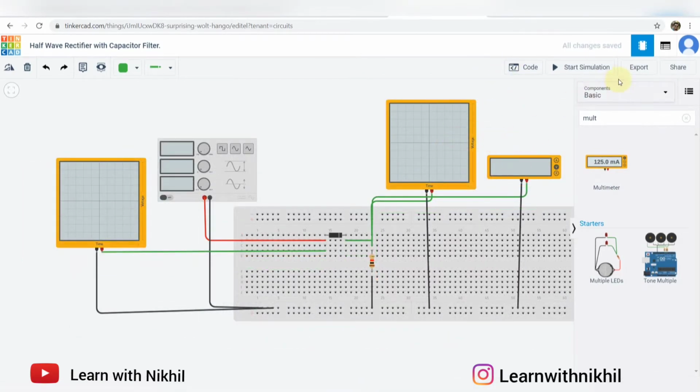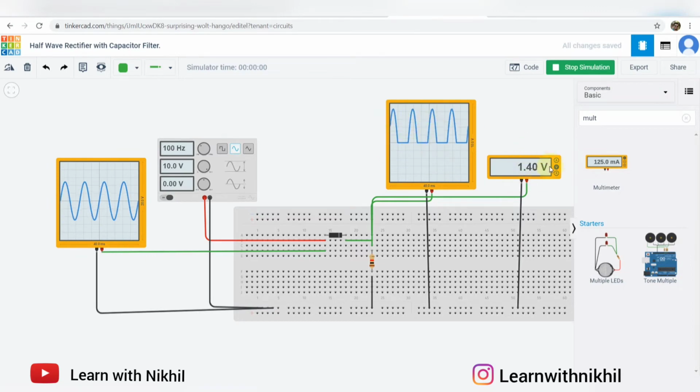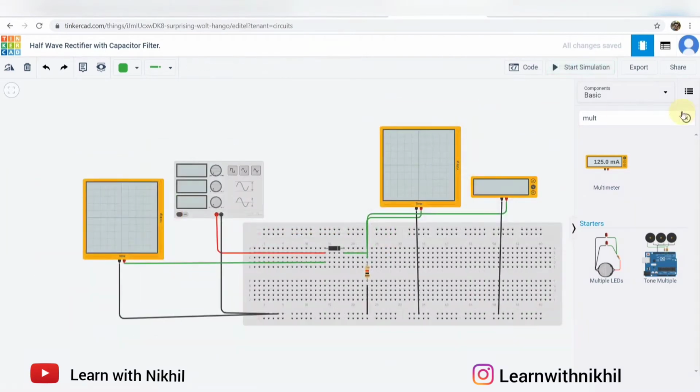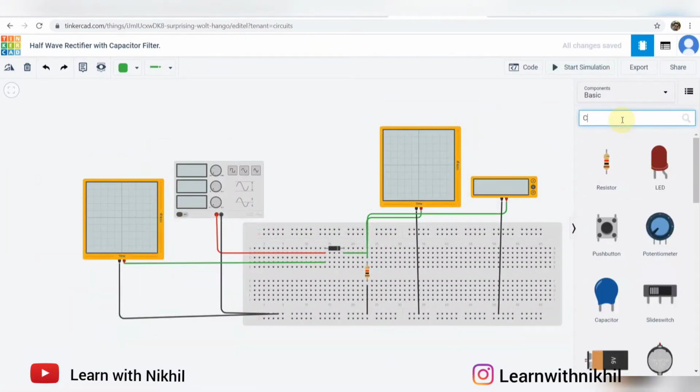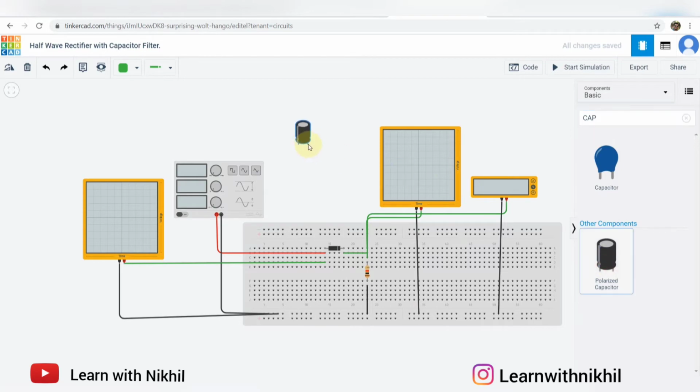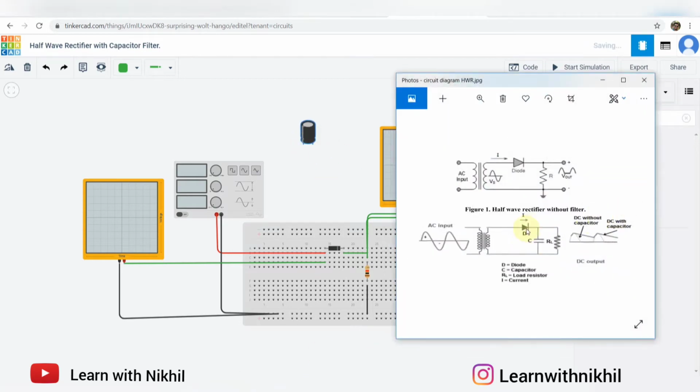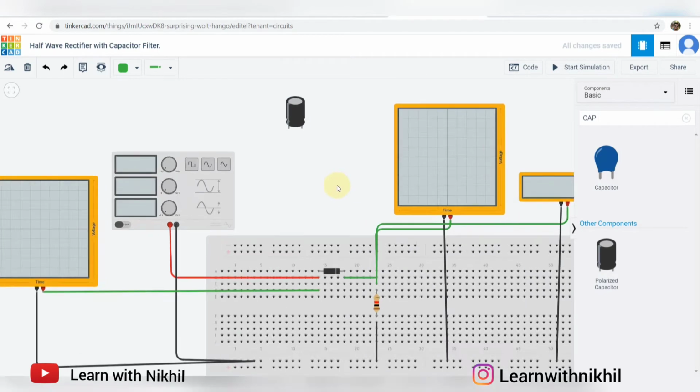So in two ways we can measure the output voltage, one through CRO and one directly through this voltmeter. With this we get the VDC, that is the DC voltage at the output, which is around 1.3 volts. Now for the filter, we have to consider a capacitor. As you can see in the circuit diagram, you have a capacitor attached. Positive is attached to the negative of the diode and the negative terminal is ground.